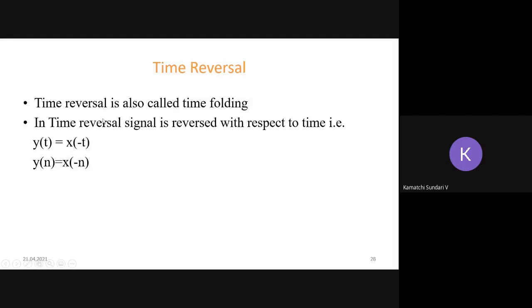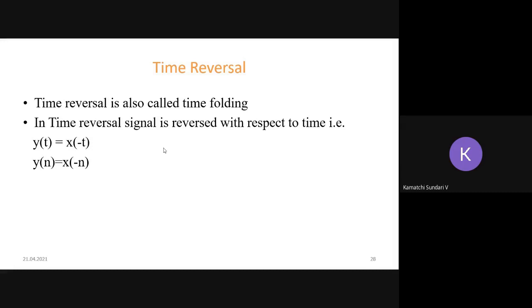And time reversal. This is again very, very important. This time reversal is otherwise called the time folding operation. So it is reversed with respect to the y-axis. You can imagine it like this. If I am folding my signal, then whatever I have on the right hand side will come to the left hand side, and at the same time whatever I had on my left hand side will come to the right hand side. That is the time folded version or time reversed signal.